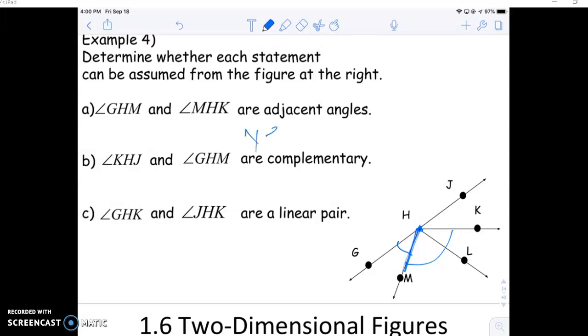Part B, complementary. I'm just going to give you the answers. No. And then the last one, yes. Remember, complementary adds up to 90.